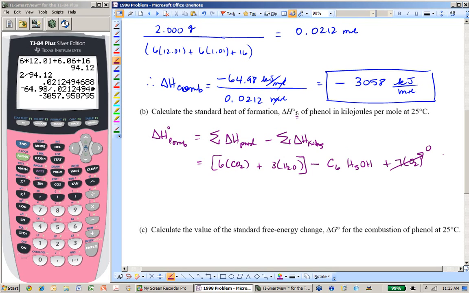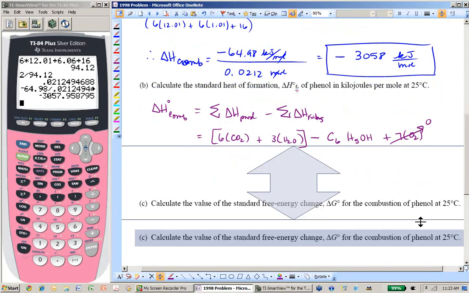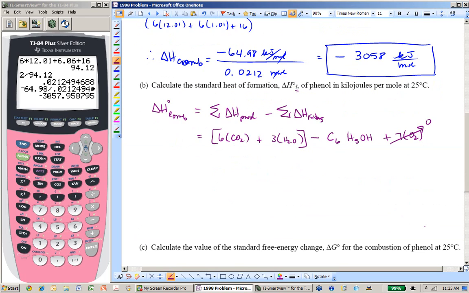but that becomes a 0. How come? Element in standard state. That should give you a little happy dance moment when you get to neglect something in your calculation. So this translates with numbers into negative 3058 or whatever you calculated.